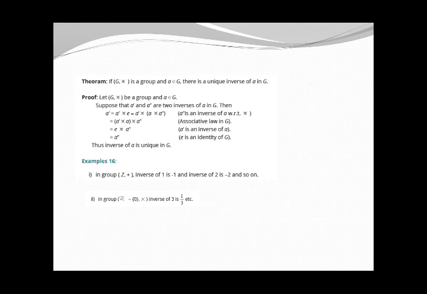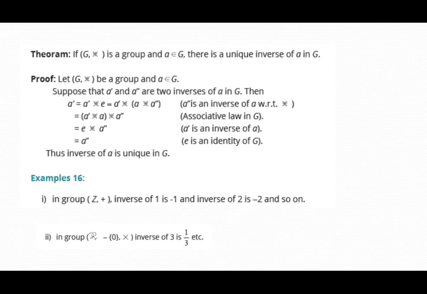Now, same as identity, the inverse is also unique. Suppose A' and A'' are two inverses of A. Then A' multiplied by the identity, and in place of the identity we can write A multiplied by A''. Apply the associative property. This is also equal to E, and at the end we get the answer: A' is equal to A''.